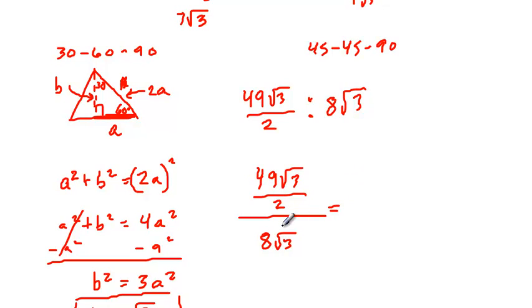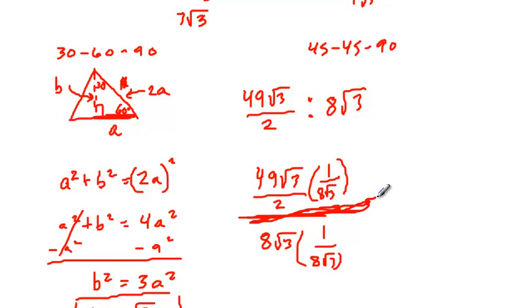So to reduce this fraction, what would I do? Well, I would multiply both numerator and denominator by the reciprocal of 8 radical 3. So we get 1 over 8 radical 3, and I'll put my equal sign over here because it looks pretty shabby right there. Okay, and this equals what? Well, any number times its reciprocal is 1, and over here the radical 3's cancel out, and we get what? 49 over 16. And can this be reduced?